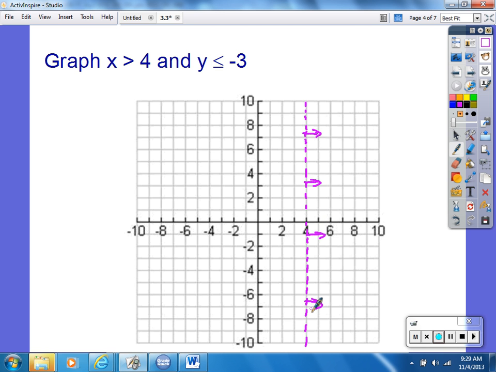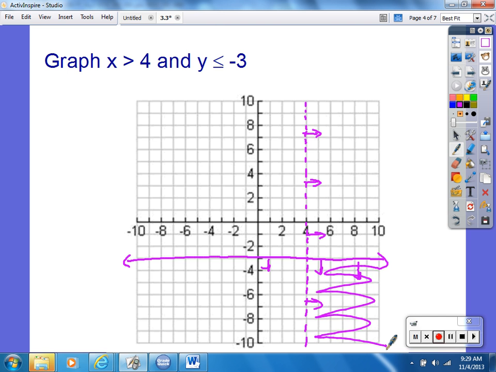Now, I'll graph y is less than or equal to -3, solid line. And less than is down, right? Do you see where they overlap? Right here. Any questions? Raise your hand if you got that one. Good.